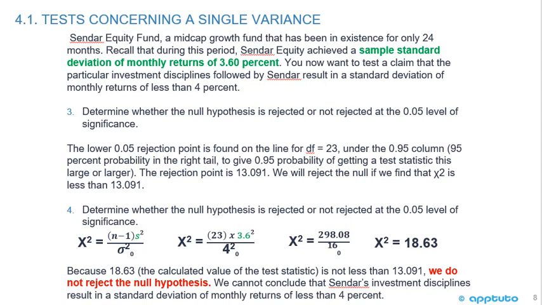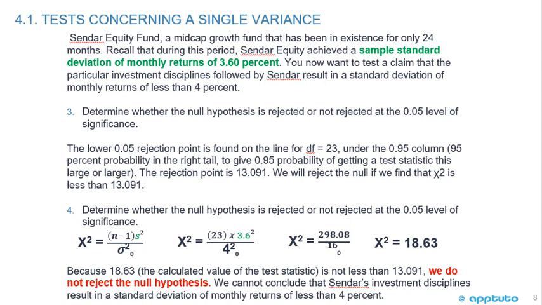We will reject the null if we find that the chi-squared is less than 13.091. Finally, we need to calculate the test statistic, which is n minus 1 times the sample variance divided by the hypothesized variance. So n minus 1 equals 23, and the sample standard deviation of monthly returns is 3.6%, so we need to square it. It's 23 times 3.6 squared divided by 4 squared. That gave us a chi-squared calculation of 298.08 divided by 16, and so we calculated 18.63.